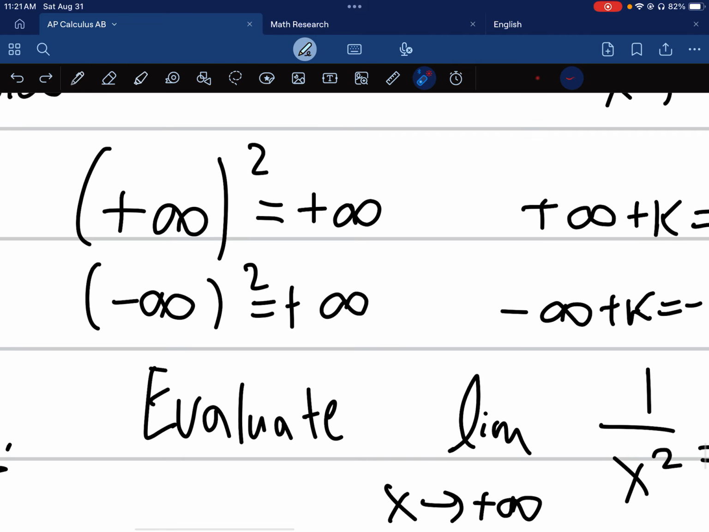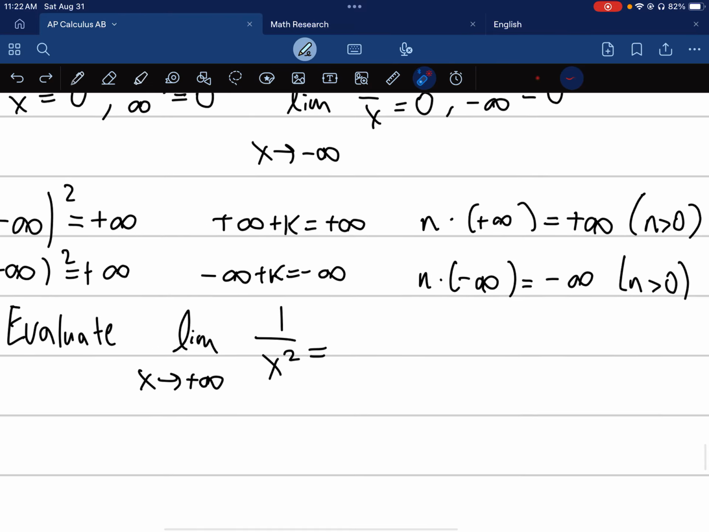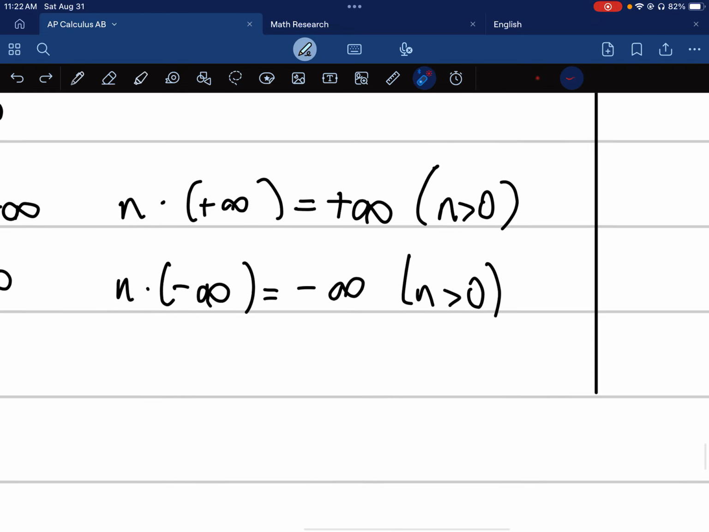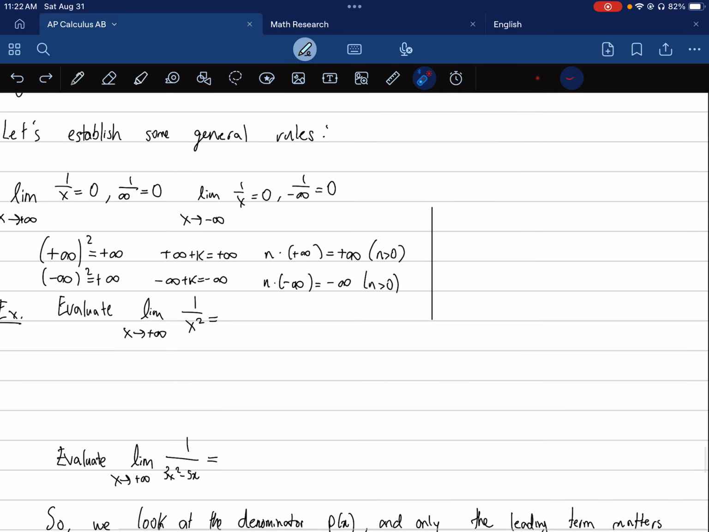Also, if we have positive infinity squared, or to an even power, you're going to get positive infinity. If you have negative infinity squared, you're going to get positive infinity. Again, we can't actually do this with infinity, but it's going to help us build an intuition around the concept. Now, if we add infinity to any constant, we get infinity, and if we add negative infinity to any constant, we get negative infinity. If we multiply any positive number times positive infinity, we get positive infinity, and if we multiply any positive number times negative infinity, we get negative infinity. We really only care about the signs most of the time.